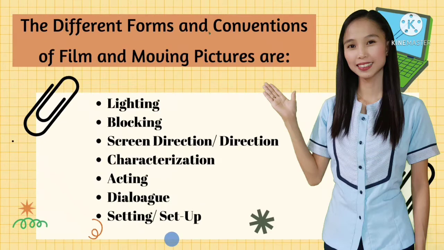Our previous lesson is all about the different forms and conventions of film and moving pictures, which are lighting, blocking, screen direction, art direction, characterization, acting, dialogue, and setting or setup. Do you have any questions about our previous lesson? Do you understand? Very good!